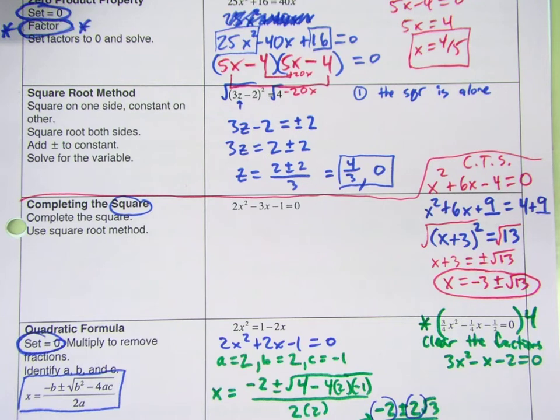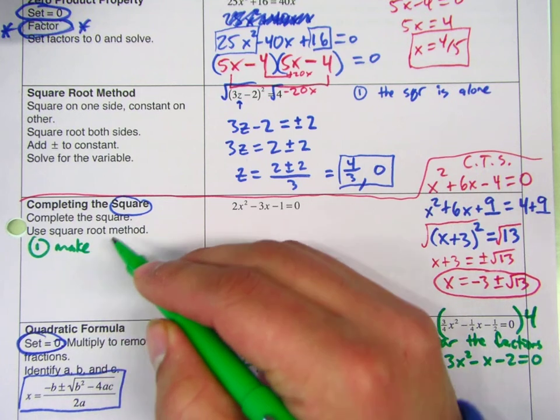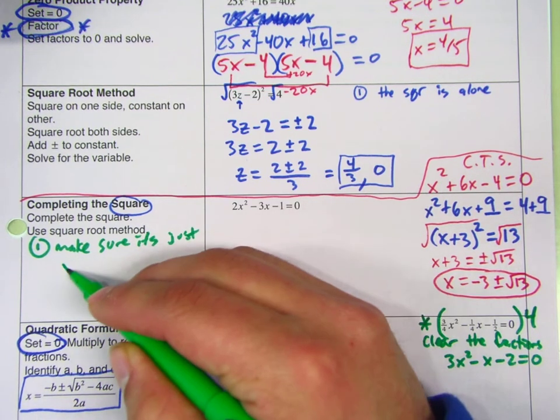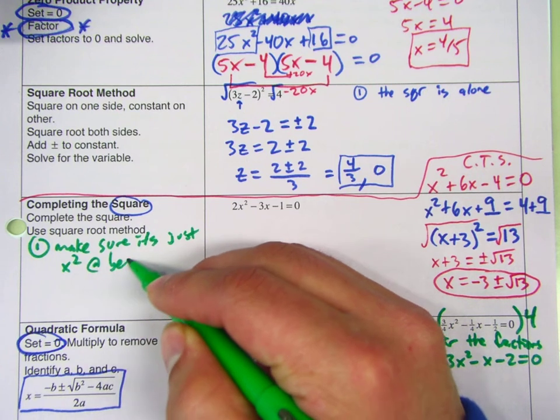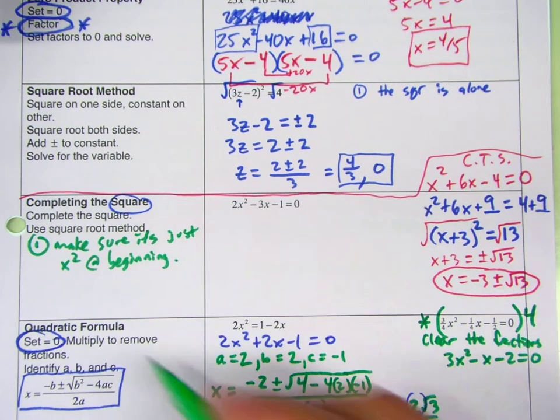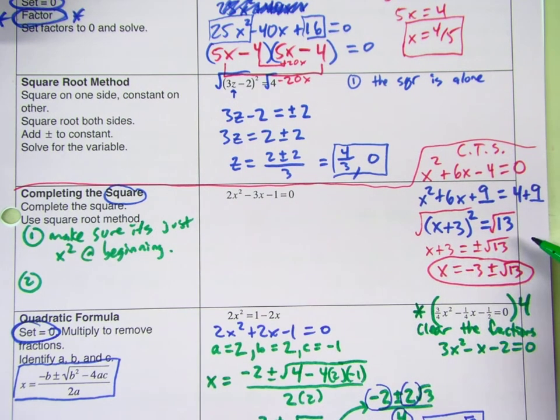So let's recap. Okay, number 1, make sure it's just x squared at the beginning. That's number 1. Okay. Number 2, let's see if we can figure out how we got this 9 in words. How did we get 3 from the 6?